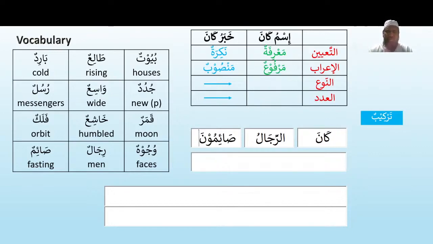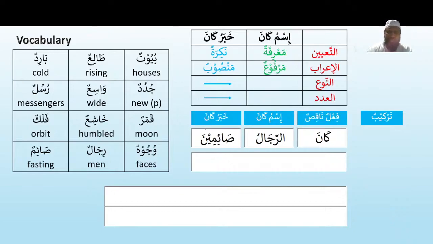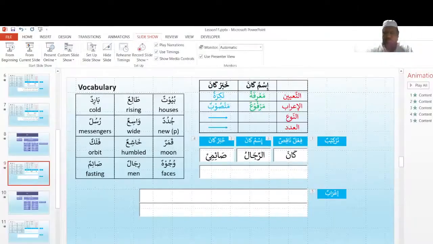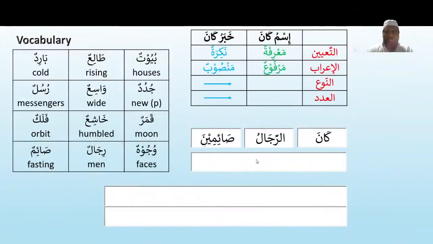But when kana comes, the khabar becomes mansub. So what is the i'rab of mansub? The ya and the kasra. Sa'imin. Kana ar-rijal sa'imin. Let's do the tarkib. Kana is fi'l naqis, rijal is ismu kana, sa'imin is khabaru kana. Let's translate. Can anyone translate this for me? Kana ar-rijal sa'imin.